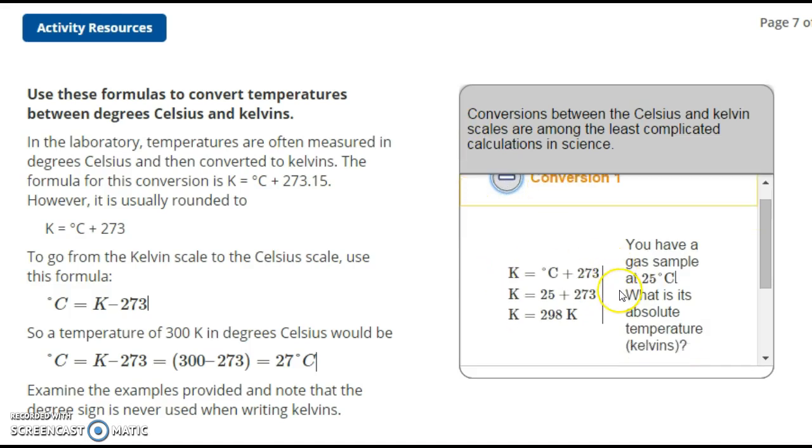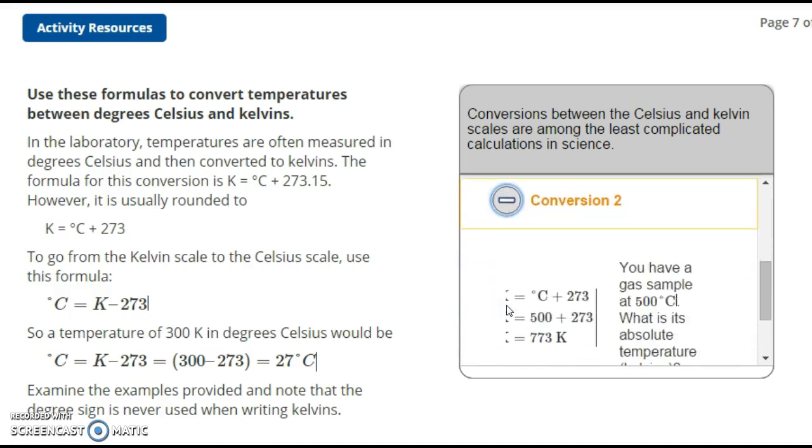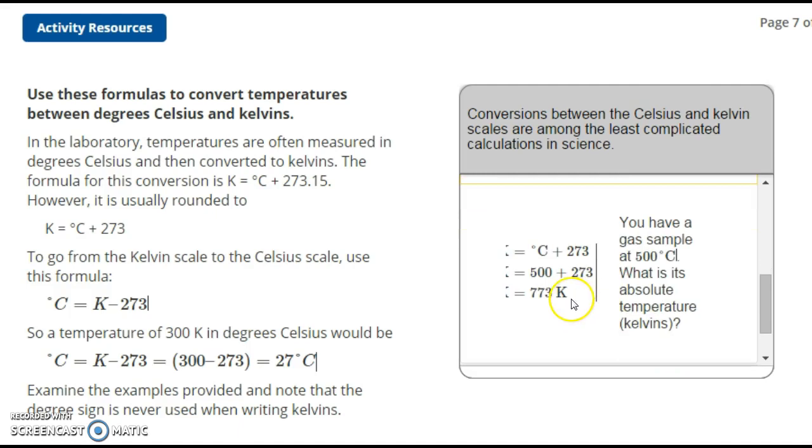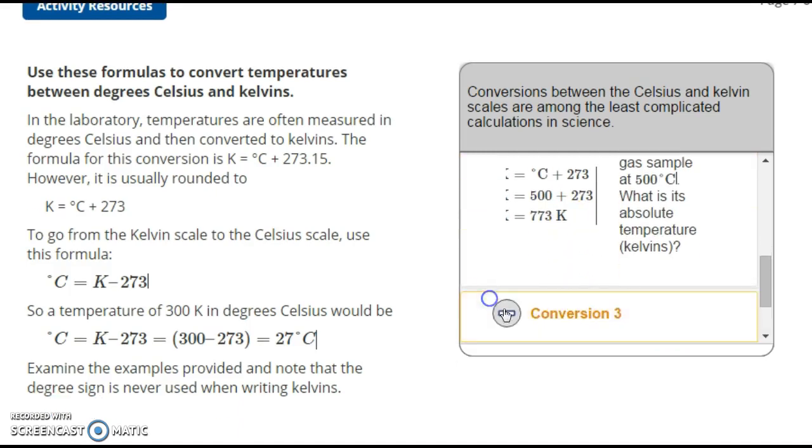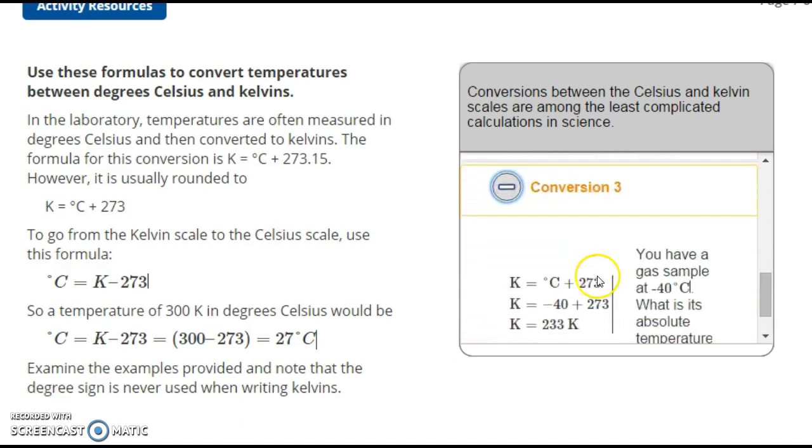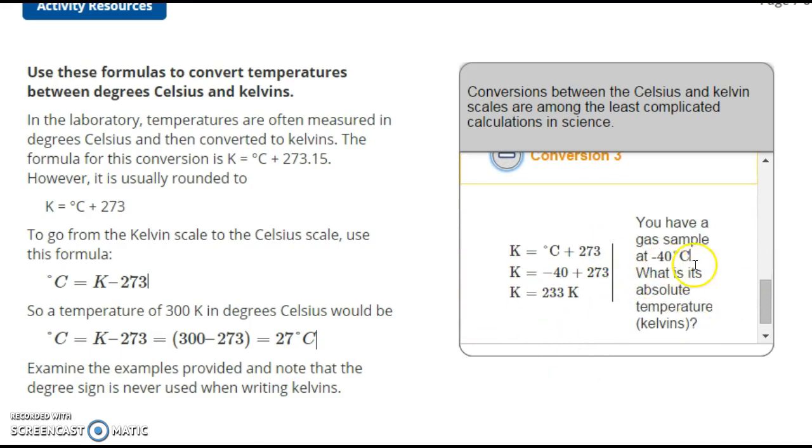So you have a sample of gas at 25 degrees Celsius. What's the temperature in Kelvin? Add 273, it's 298. Conversion 2, if you have 500 degrees Celsius, it's how much? 773 Kelvin. I'm going kind of fast through these because I know we've been doing these already. So negative 40 degrees Celsius is positive 233 Kelvin. Again, the reason we use Kelvin when we do all the gas laws is because it's always a positive number.